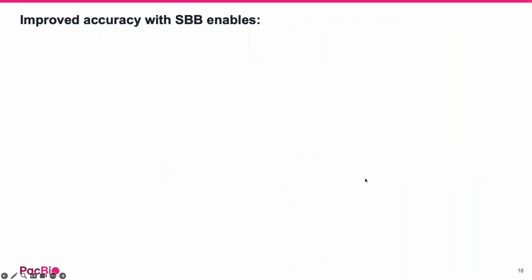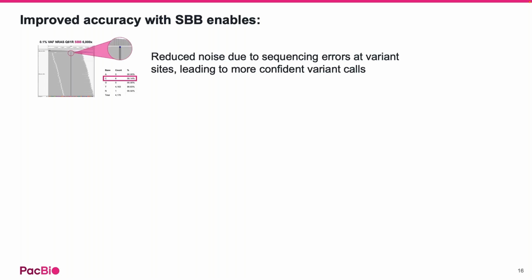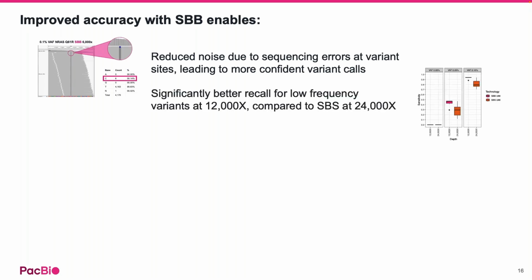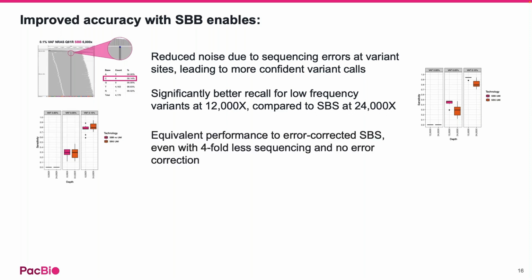So to summarize my portion of the presentation here, what we are seeing is that improved sequencing accuracy with SBB is changing the game for liquid biopsy by enabling reduced noise due to sequencing errors at variant sites, which leads to more confident variant calls. We see significantly better recall for low frequency variants, even with half the sequencing depth. And we see similar performance in variant detection, even with fourfold less sequencing and without UMI-based error correction.